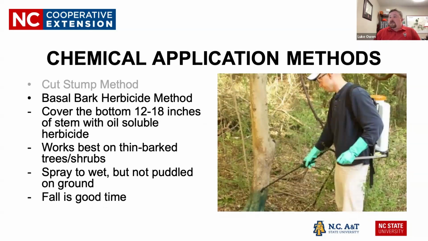Basal bark method is a method that we use oftentimes on our larger specimens, where you would spray a band on the bottom portion of the bark. Typically, this is the bottom or the first foot of the bark. This works best for our thin bark trees and shrubs. You would spray until that bark is wet, but you don't want to puddle that product on the ground. Fall is generally a good time of year to do this for the same reasons that we mentioned about cut stump treatment.